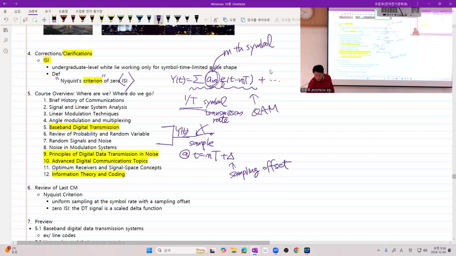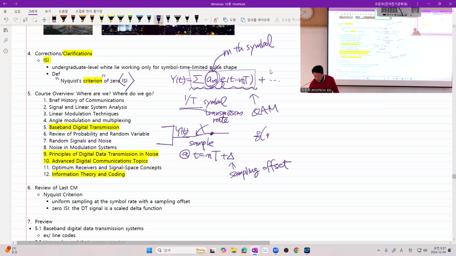At the output of this uniform sampler, this sampler samples at a constant rate, and this kind of sampler is called a uniform sampler. So you have a uniform sampler with a sampling rate the same as the symbol transmission rate. However, you may have freedom to choose the sampling offset.